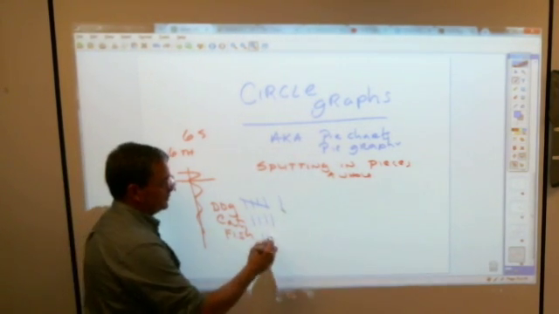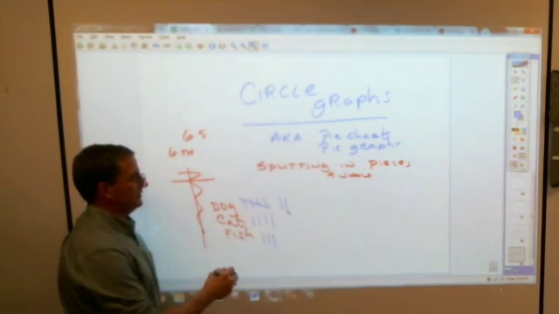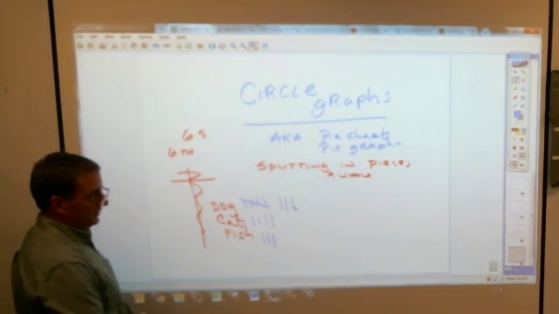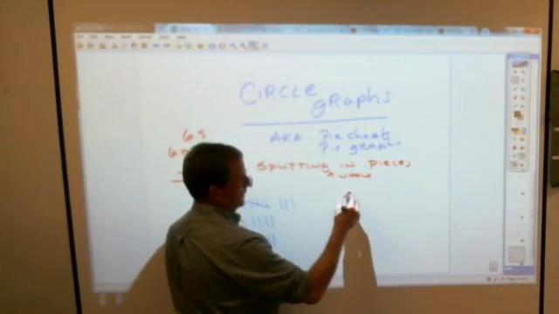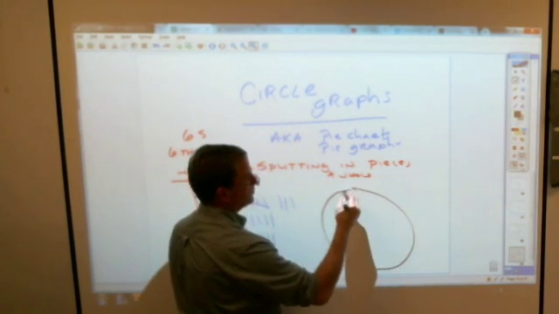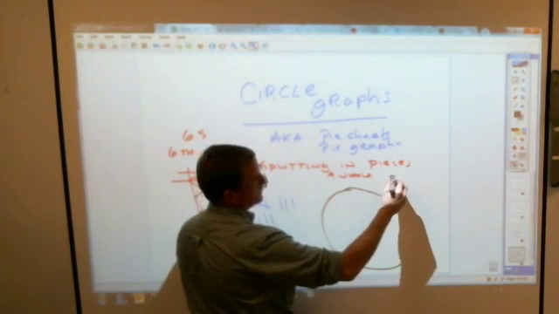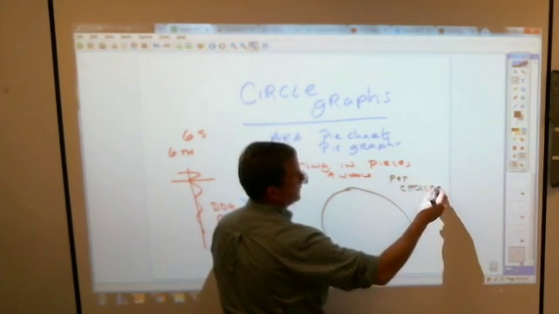Fish. Fish. Fish. Trevor? Dog. And Kate? Dog. Alright. So here's the deal. I would use a circle graph to show pet choices. And here is how we would split that up.